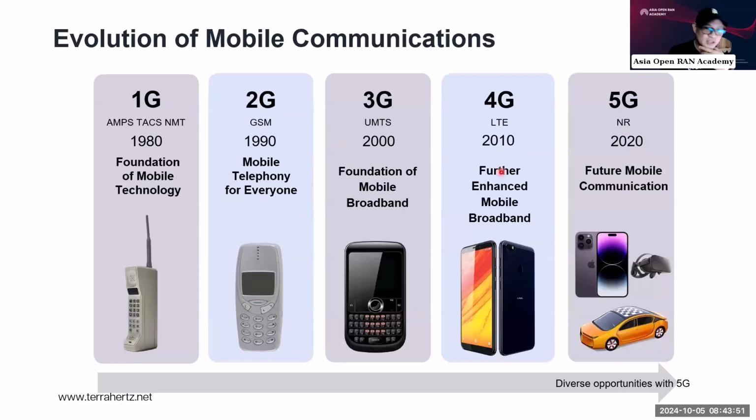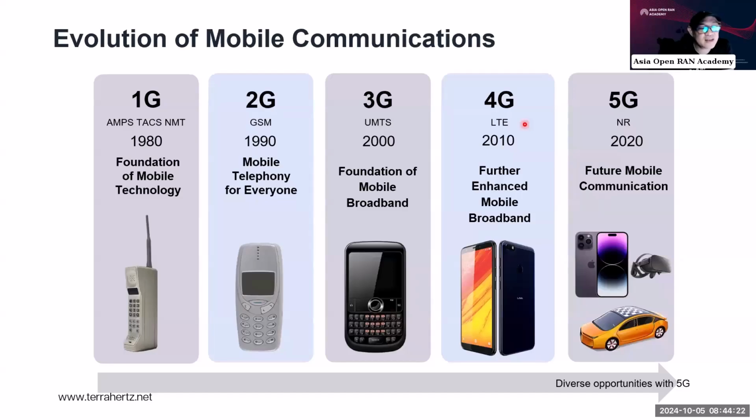And then in the year 2010, they introduced a new technology, 4G, which is LTE, Long-Term Evolution. Meaning 4G LTE, LTE is Long-Term Evolution, which is 4G, fourth generation. It's a further enhanced mobile broadband. It reached around 150 Mbps in the downlink and 75 Mbps in the uplink.